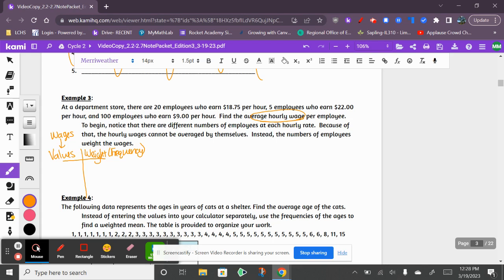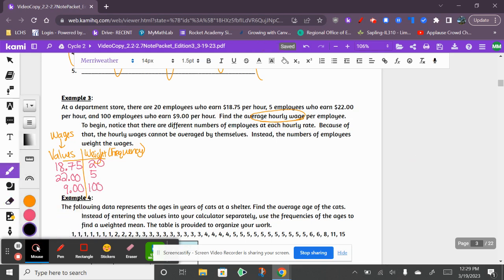So with this, we can't just add up all of the wages together, $18.75, $22, and $9, because there's a different amount of employees that are each at that wage. So what we want to do is we want to take each of the wage values and have its weight as the number of employees at that. So this one would be 20. We would have $22 would be 5 employees. And the $9 would be our 100 employees.